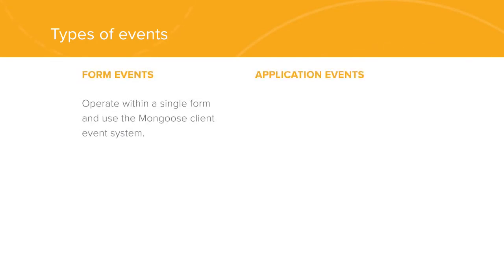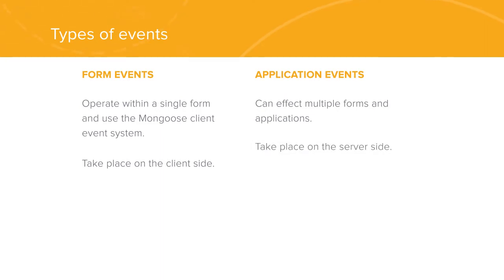There are two different types of events: form events and application events. Form events operate within a single form and use the Mongoose client event system. These operations take place on the client side. Application events can affect multiple forms and applications. These take place on the server side. We could use application events to run a scheduled inventory check and order items automatically based on the results.